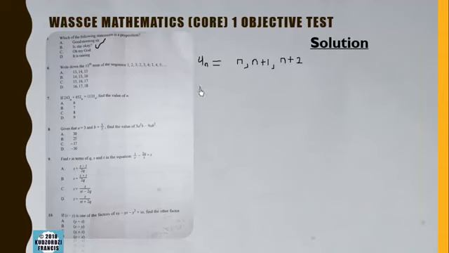So if you want to find the 15th term, n will be equal to 15. So n is equal to 15. Then 15 plus 1 is 16. Then 15 plus 2 is 17.